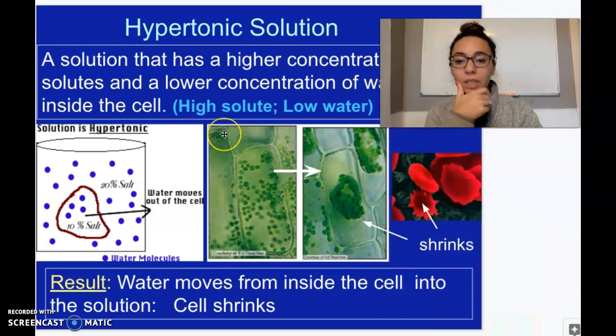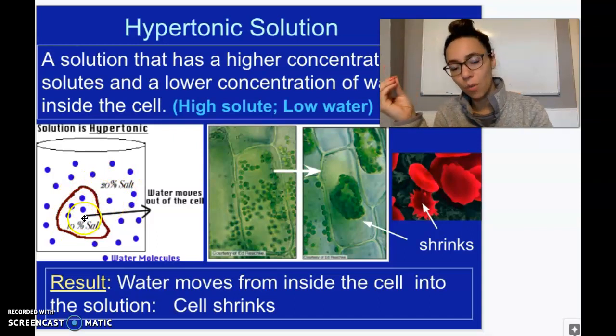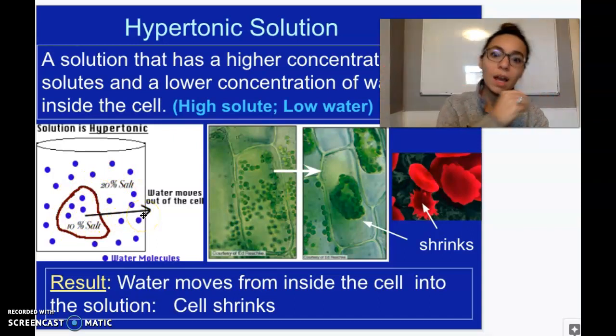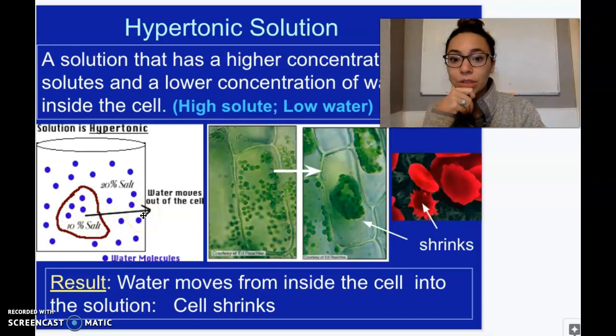All right, so let's see what this looks like in a diagram. So we've got more solutes, in this case salt, outside the cell compared to inside, right? 20% is higher than 10%. Solutes suck, so the water's going to get sucked out of the cell and move into the solution.